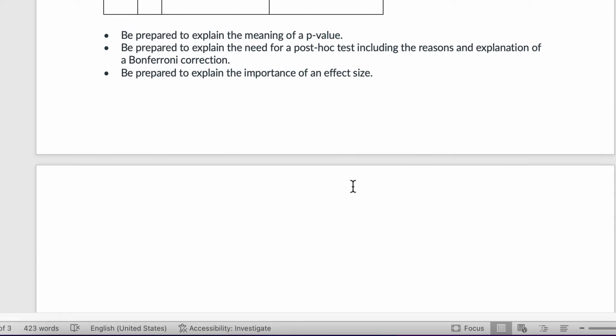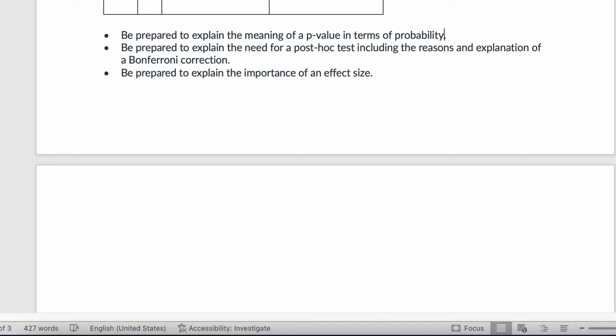You also need to be able to explain the meaning of a p-value in terms of probabilities. Let me add that here. A p-value is a probability that you have found these findings basically by chance. So go back, read about p-values, and get an understanding of what, in terms of probability, this p-value is saying.